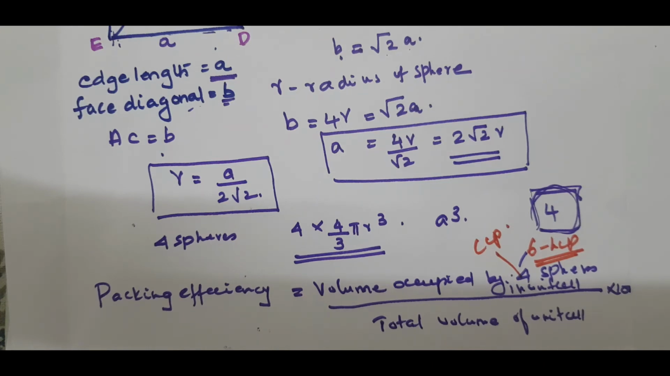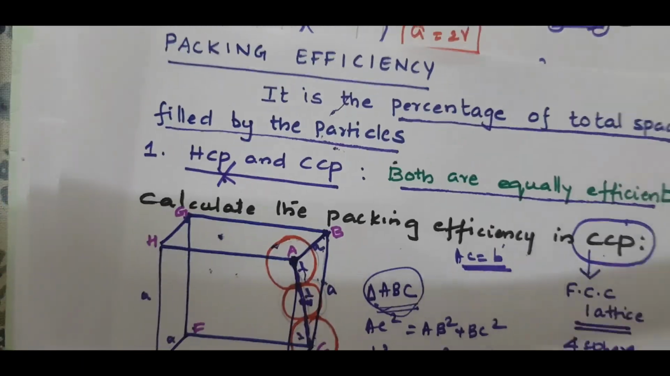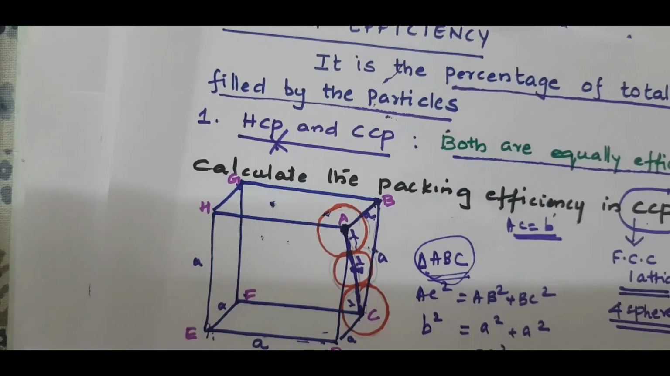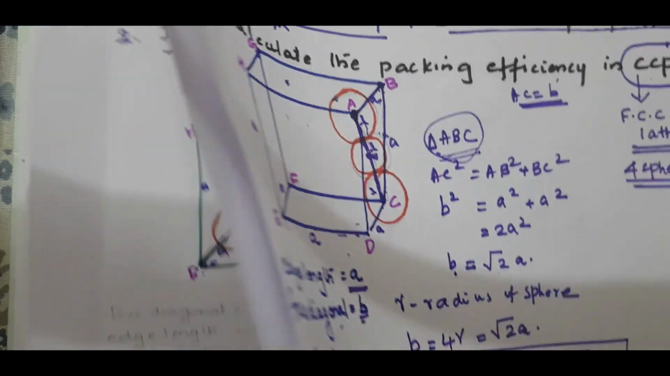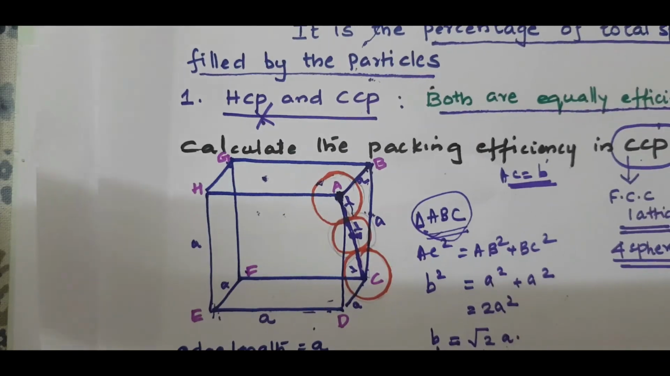So hope you are clear with the three packing efficiencies in a crystal cubic structure, of which the most efficient packing is the HCP or CCP. Then comes the BCC, that is the body centered cubic structure, and then the last is the simple cubic structure.